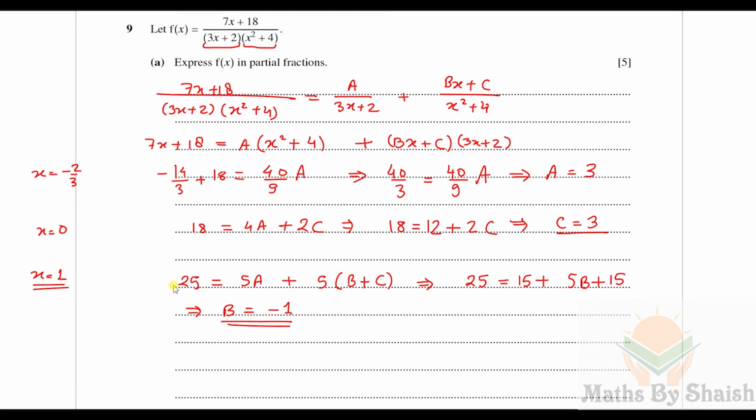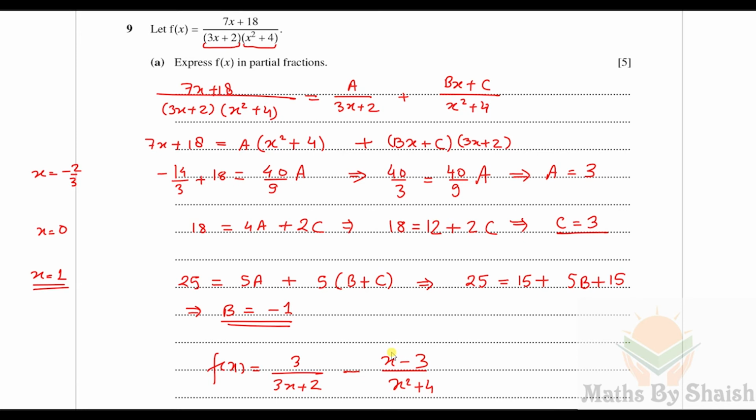Hence this f(x) can be written by substituting the values of a, b and c as 3 over 3x plus 2. I'll write minus here so that I can write it as x minus 3, because it would be minus x plus 3, so I took minus common, so it becomes x minus 3 upon x square plus 4. That is the partial fraction. I hope it is clear.